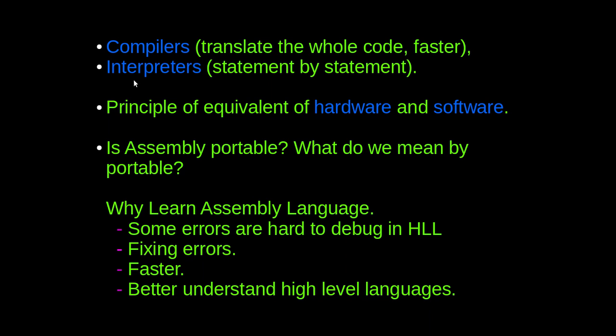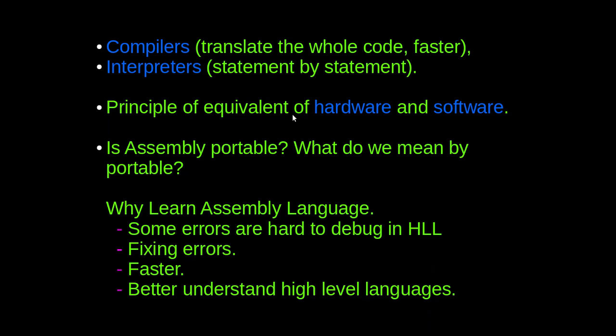Interpreters and compilers. Interpreters are slower than compilers because they take one instruction, translate it, and execute it, and in compilers we take the whole code, all of the instructions, translate them, and then run them. This is a really important concept, which is the principle of equivalence of hardware and software, and do you remember that?